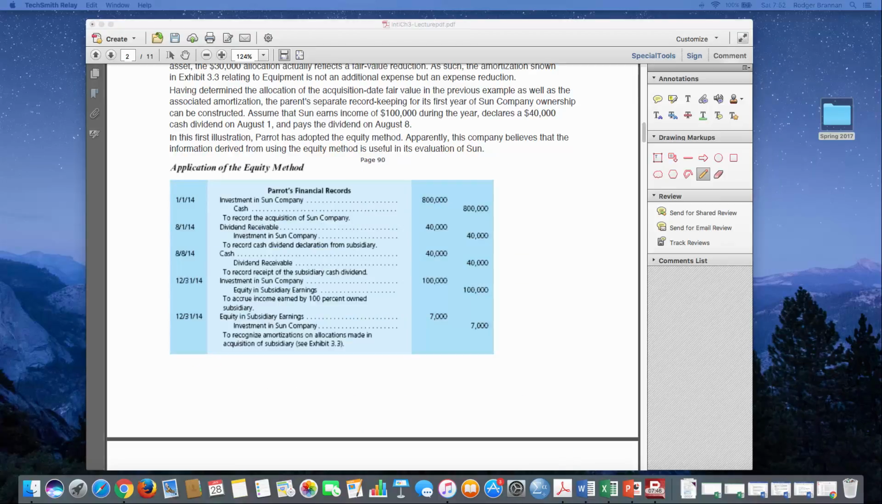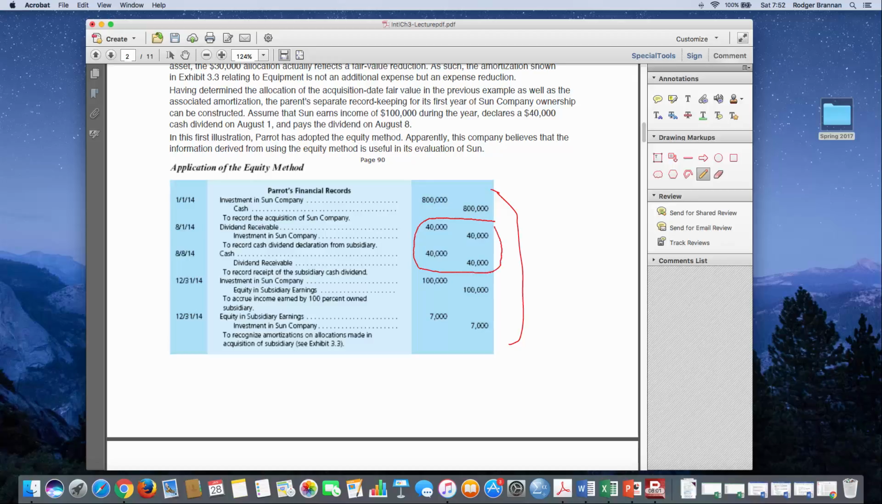All right. Now, throughout the year, Parrot Company would have made these entries to its investment account. In other words, at the beginning, like I said, they would have debited investment, credit cash for $800,000. Now, you can look at these as one entry, but they're doing it too. Typically, companies would declare a dividend and pay it several weeks later. So at the time of the declaration of the dividend, Parrot would recognize a receivable, go ahead and debit the investment account. Then when they receive it, debit cash, credit dividends receivable.